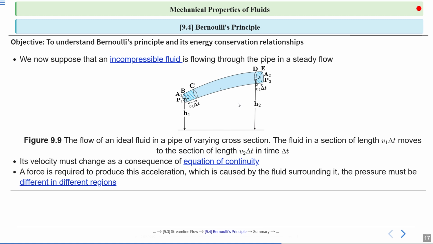To make the fluid speed up or slow down, a force is needed to cause this acceleration. This force comes from differences in pressure in different regions of the pipe. In other words, the pressure is not the same everywhere. It's higher where the fluid slows down and lower where it speeds up. So this pressure difference is what drives the fluid's motion and is a key part of Bernoulli's principle.